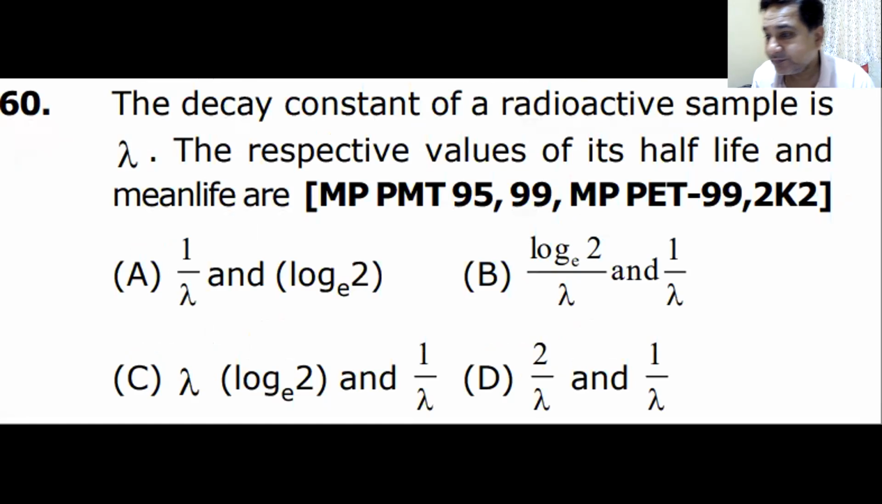Again, this one. The decay constant of a radioactive sample is lambda. The respective values of its half-life and mean life are... First is half-life, second is mean life. Answer B. Well done. Do you understand? Straightforward questions. You cannot take much time on that, because if you are taking much time on that, you will be losing a lot on the other questions, which we cannot afford.